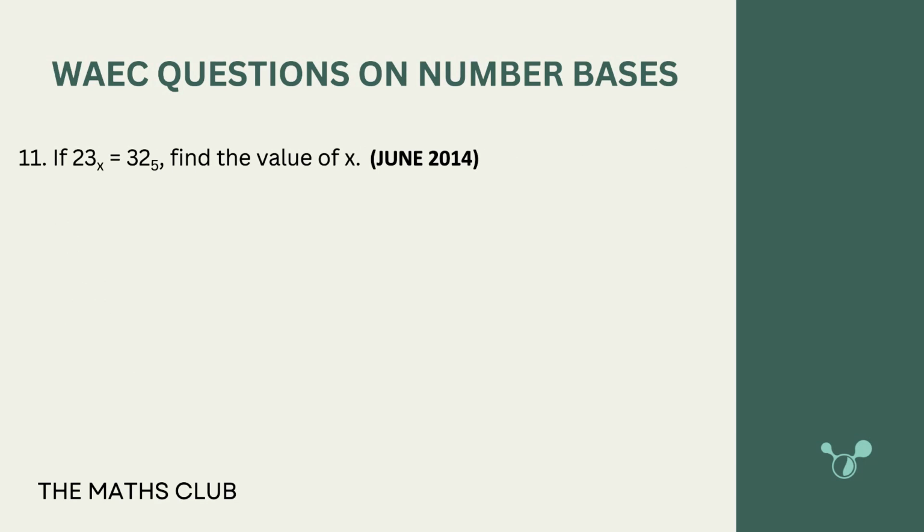The question says, if 23 base x is equal to 32 base 5, find the value of x. This is taken from the 2014 WAEC question. So 23 base x and 32 base 5 are different bases. Before we can compare both of them, they have to be in the same base, the fundamental base, which is base 10. So I have to convert this one to base 10, and convert this one to base 10. I advise that you pause the video and try it out yourself.